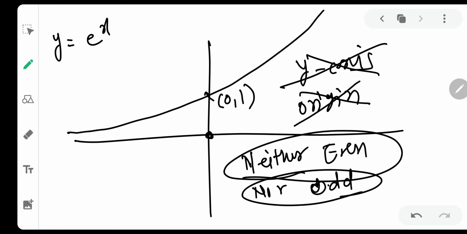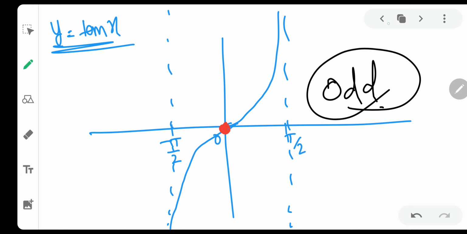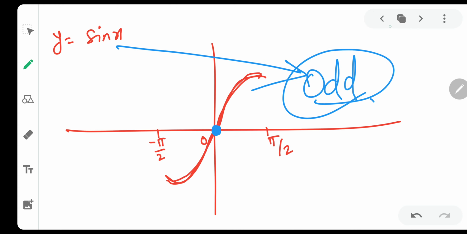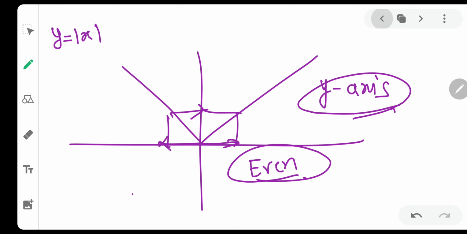So this is how you understand graphically whether a function is even or odd. I hope you understood the concept with a greater clarity. I have shown you many graphs to understand the same.